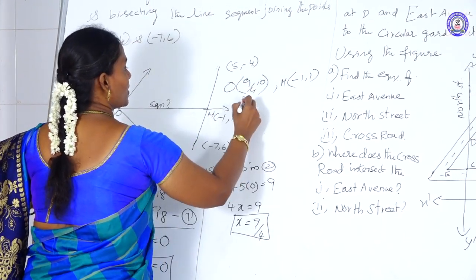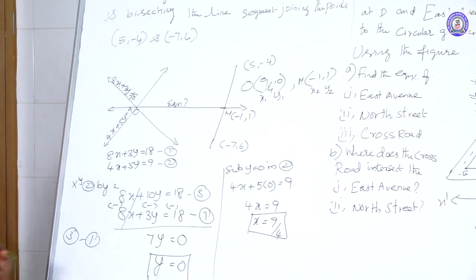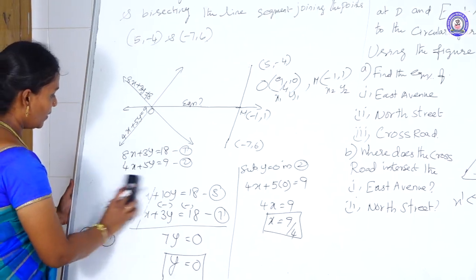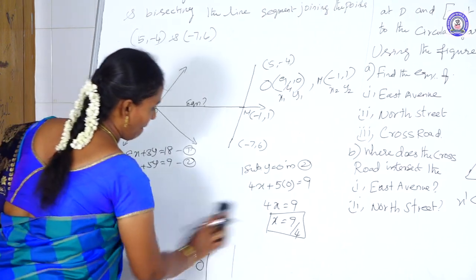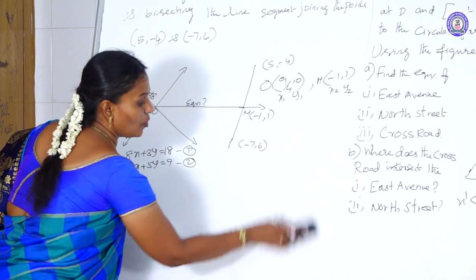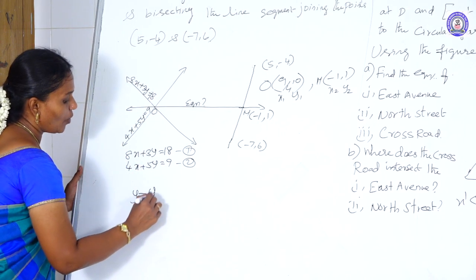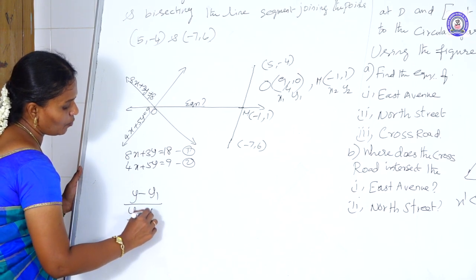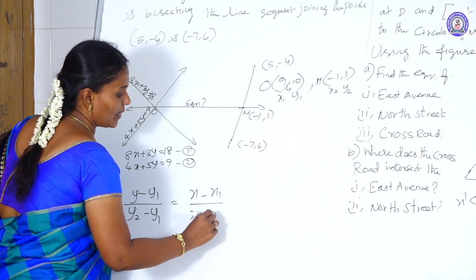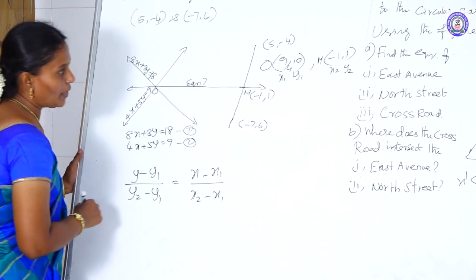So consider this as x1, y1 and this as x2, y2. Now find out the equation of that line. How do you find the equation? Now you know the 2 points, so you already know the two-point form. What is the two-point form? y minus y1 by y2 minus y1 is equal to x minus x1 by x2 minus x1. Am I correct? Okay, so now substitute the points.